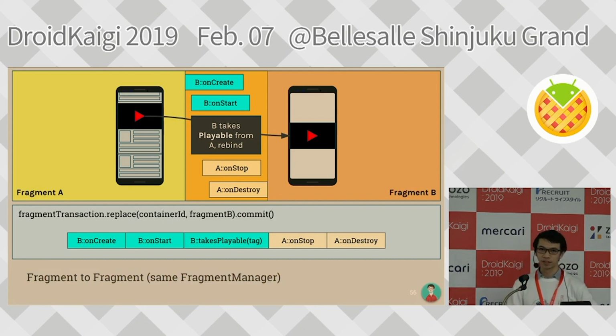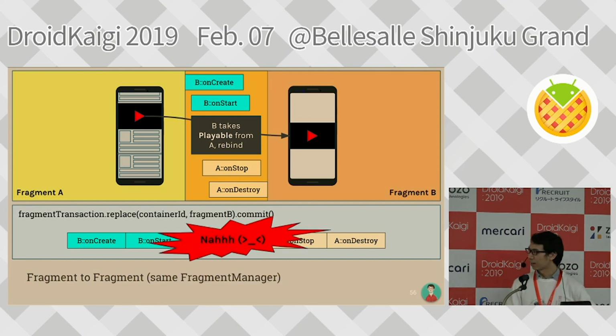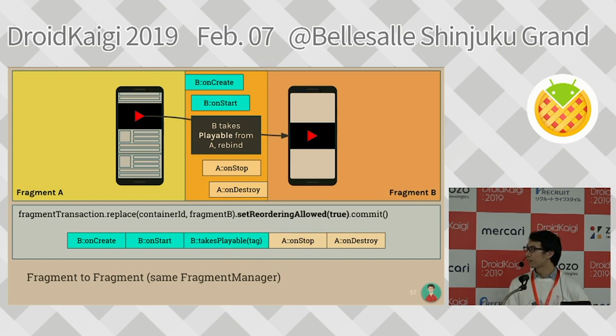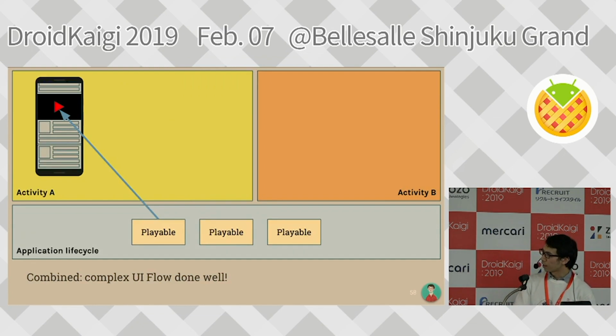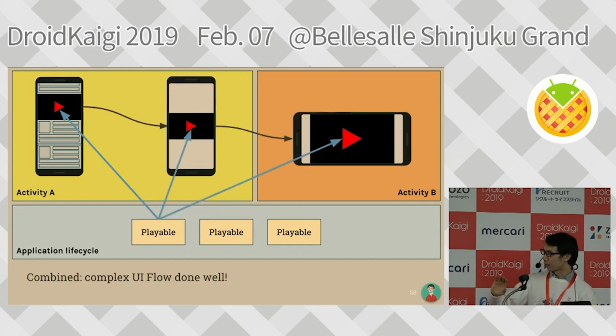We do the same thing for fragments, but it doesn't work quite like that. There is this thing: when we set the flag to true, it mimics the same sequence between fragments. So when you are in fragment A, you use the activity's fragment manager, not the child fragment manager, and you replace the container with fragment B. With this flag set to true, you get the same sequence. The new fragment takes the playable from the old one, and it continues playing. Combined, we can have this kind of UI flow without any discontinuity on the playable.